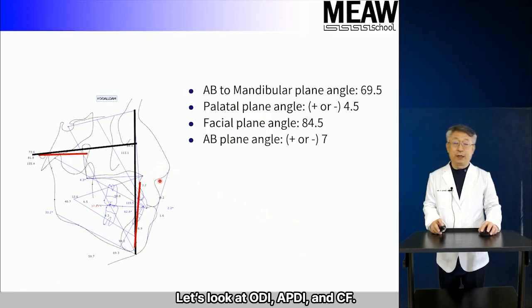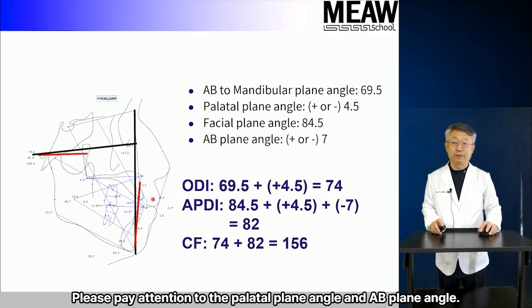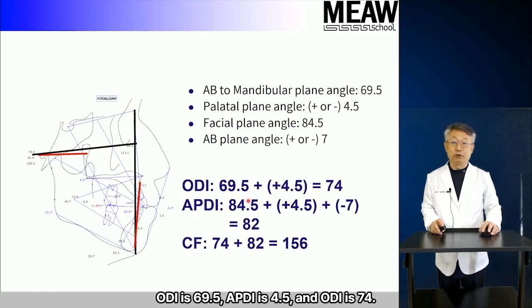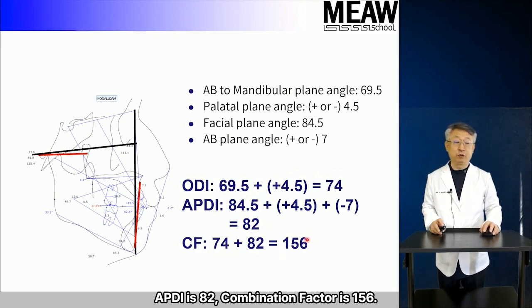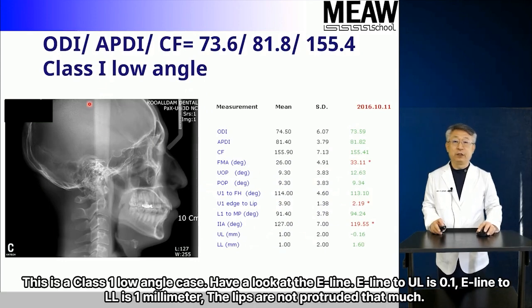Let's look at ODI, APDI, and CF. Please pay attention to the palatal plane angle and AB plane angle. ODI is 69.5, APDI is 4.5, and ODI is 74. APDI is 82. Combination factor is 156. This is a class 1 low-angle case.